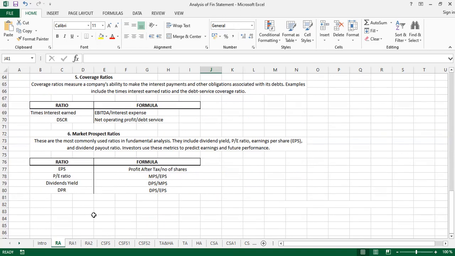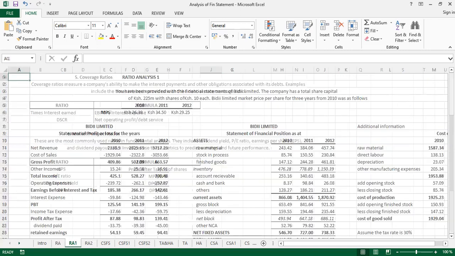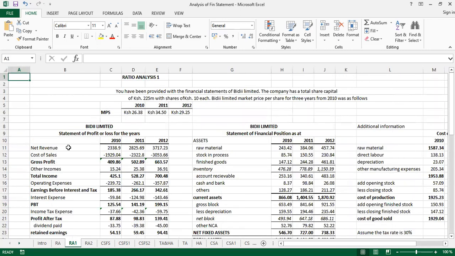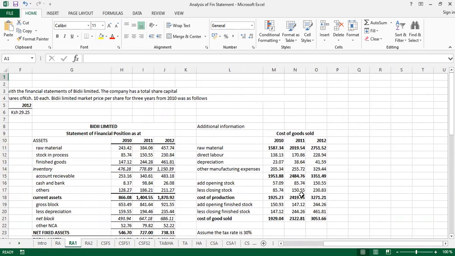Okay, we'll go to some questions. Actually, I wanted that to have a background of it, isn't it? So ratio analysis one: you've been provided with the financial statements of BD Limited. A company has a total share capital of 225 million with shares of 10 each. BD Limited's market price per share for the 3 years from 2010 was as follows. For 2010, we have been given the market price per share. There you've been given the statement of profit and loss, and you've also been given the statement of financial position, and the additional information.